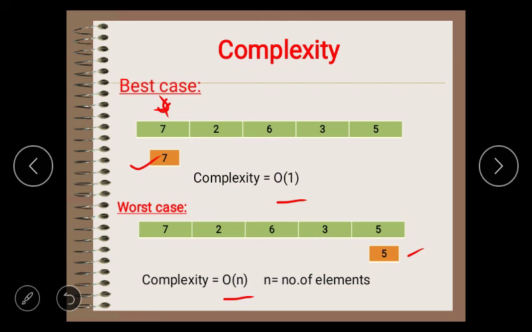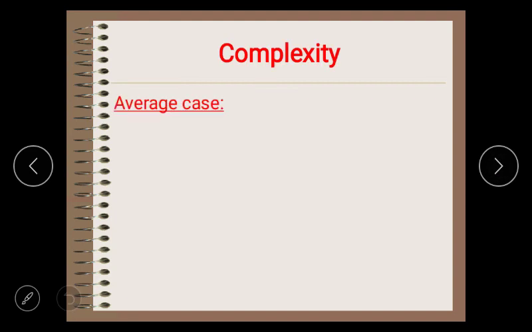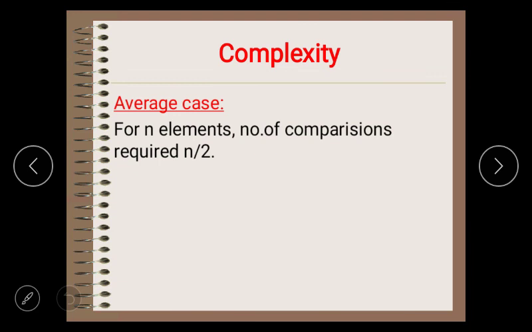The third type of complexity is average case. If the searching element is at any position in the list, it takes the average comparisons to find the searching element. So for n elements, number of comparisons required is n by 2 comparisons. So the complexity of average case is order of n. So this is the complexity of linear search algorithm.